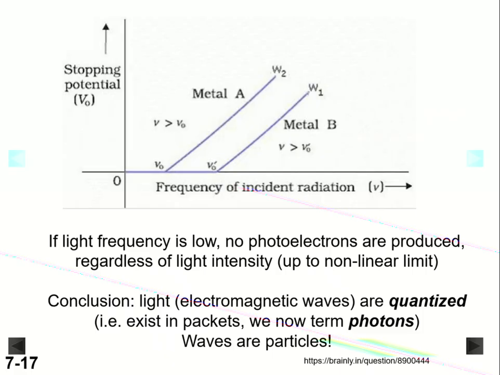So the key: if the light frequency is low, no photoelectrons are produced, regardless of the light intensity, and that's up to what we call the nonlinear limit, which is beyond our discussion. But under normal light intensities, you see no electrons coming off. The conclusion, then, like we said before, is that light, that is electromagnetic waves, is quantized into packets.